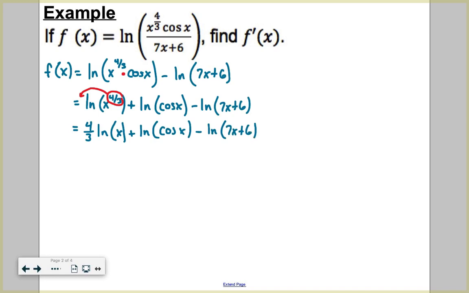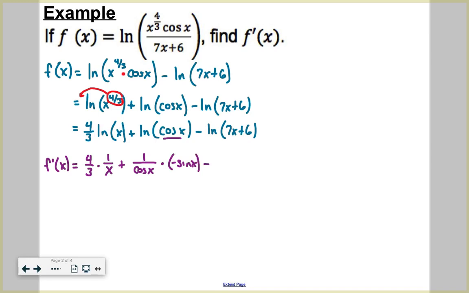And now that this is simplified, we can take the derivative of each individual term. In the first term, 4/3 times natural log of x, remember, the 4/3 is a coefficient, so we can just leave that alone, and then multiply by the derivative of the natural log of x, which is just 1 over x. Plus, then we have the natural log of cosine, so we take the derivative of the outside, which is going to be 1 over cosine, because we leave the inside alone. And now we're going to use the chain rule to multiply by the derivative of the inside.